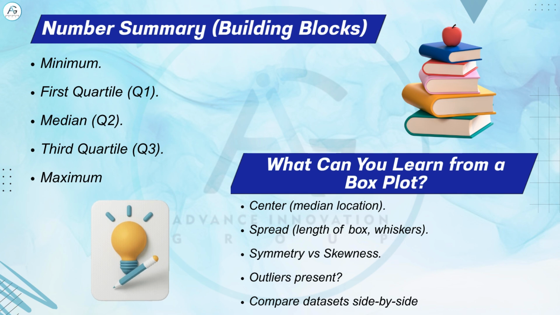Outliers are also easy to spot. They appear as individual dots beyond the whiskers. And finally, box plots are excellent for comparing multiple datasets side by side. You can quickly spot differences in medians, spread, and outliers across different groups. In short, a box plot condenses a lot of valuable information into a single, easy-to-read graphic.